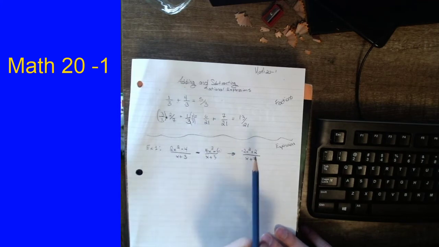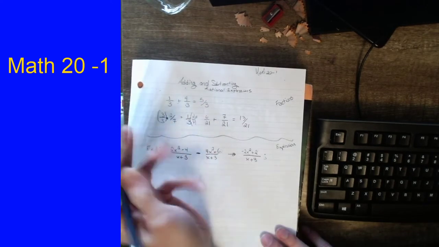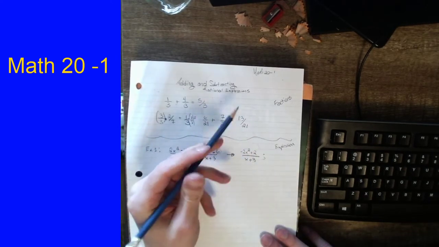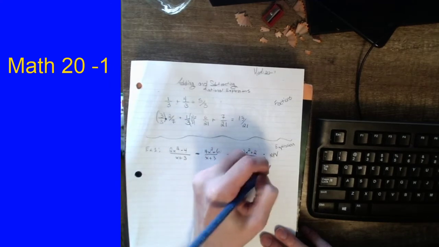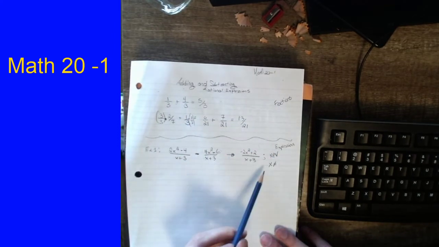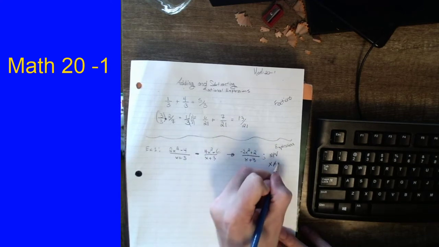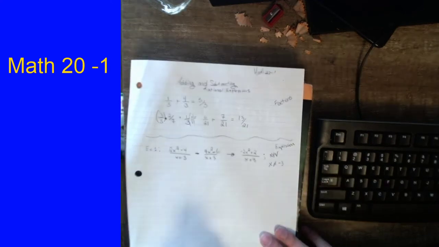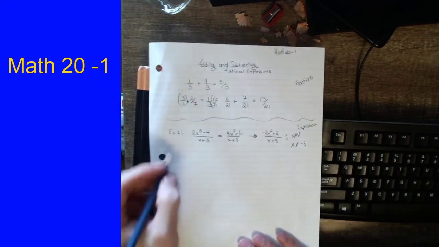Now, the last piece is whenever we actually have a rational expression with variables, we have to say our non-permissible values, those values that x is not allowed to be equal to. And in this case, x cannot equal negative 3. And that is the only one. So that's our first example.